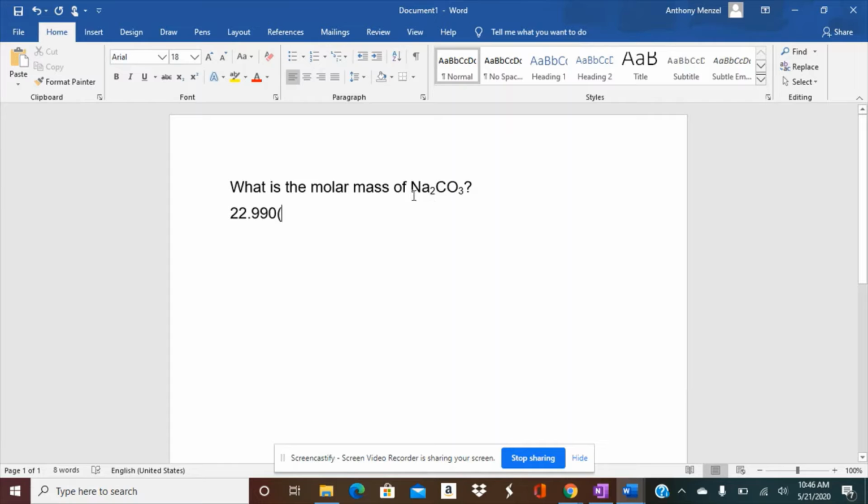The subscript next to the sodium tells us how many sodiums we have. So we have 2. Because it's the same element, instead of adding the 22.990 and the 2, we're going to go ahead and multiply those two numbers. We move on to the next element, and that's when we add.